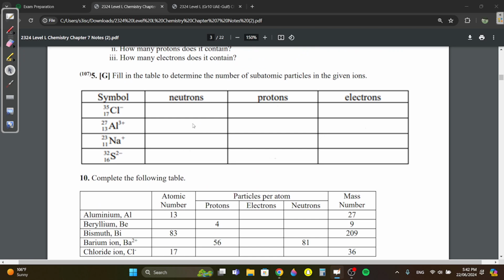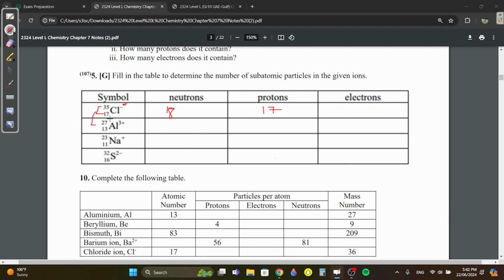Question 5. Fill in the table to determine. I'm only going to do the one for chlorine. You do the rest. Or no, I'll do the first two. Chlorine, how many neutrons does it have? You do 35 minus 17, 18. How many protons does it have? 17. How many electrons does it have?